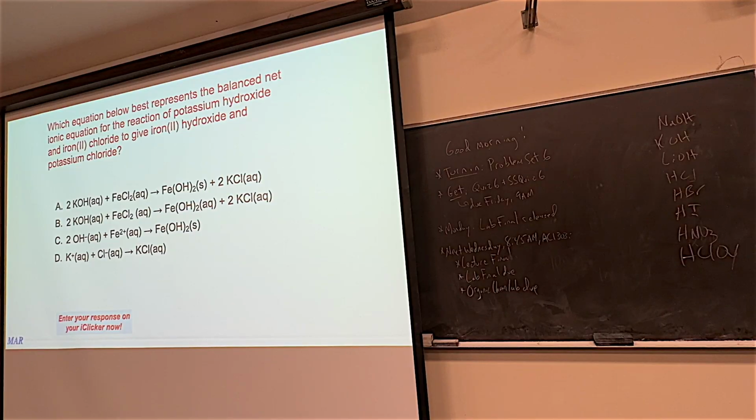Okay, so here's a question, and it says, which of these equations represents the balanced net ionic reaction or equation for the reaction of potassium hydroxide and iron 2 chloride to give iron 2 hydroxide and potassium chloride? So see if you can figure out which of those up there would be the best representation for this problem. And note again, it's a net ionic equation.